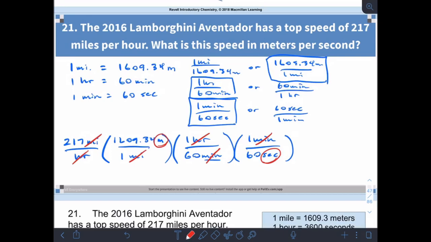So in my calculator, what I'm going to enter, anything that's on top, I multiply. Anything that's on bottom, I divide. So I'm going to say 217 times 1609.34 divided by 60, because it's on the bottom, divided by 60, because it's on the bottom. And I should end up with an answer that is 97.0 meters per second.